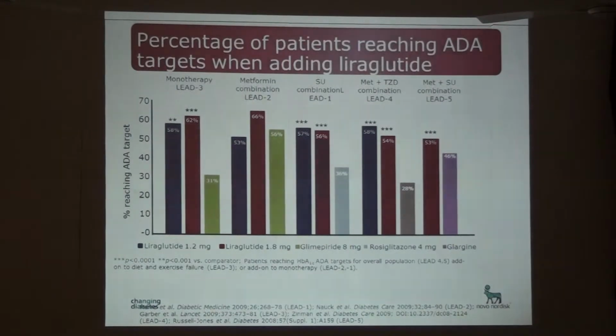So over here, the number of patients who have achieved the ADA target of HbA1c less than 7% has been significantly high across all lead studies. I'm not going to read out individual values. I think it's pretty visible for everybody to see. The blue and the maroon bars are higher in all the lead studies compared to all other comparators.